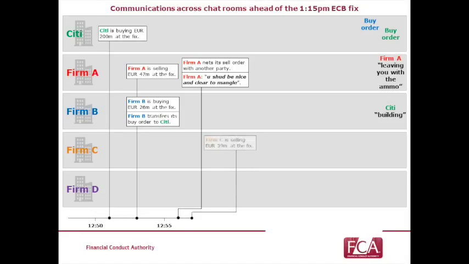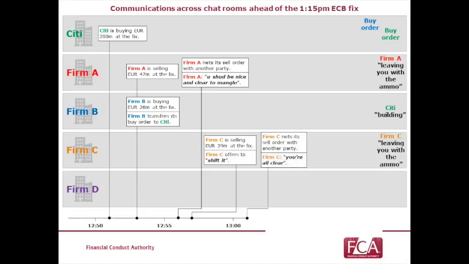Firm C has net sell orders for the fix of 39 million euros and offers to shift it, that is, to trade the order with a third party outside the chat room. Firm C reports that it has matched on fix, "here, you're all clear." This means that Firm C has netted off its sell orders with a third party and that Citi is clear to trade at the fix without Firm C's orders being traded in the opposite direction. This is an example of leaving you with the ammo.